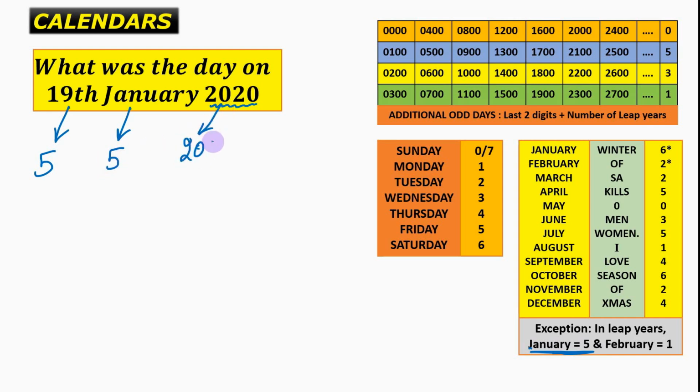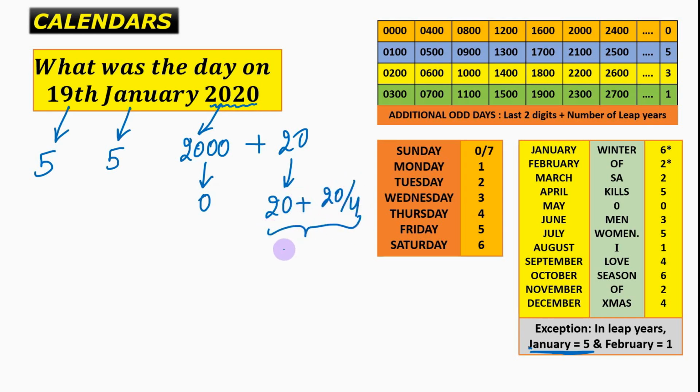2020 again 2000 plus 20. So 2000 will contain 0 odd days. 20 can be written as 20 plus 20 divided by 4, that is the number of leap years, and this comes out to be equal to 25. And when 25 is divided by 7, it gives us 4 odd days.